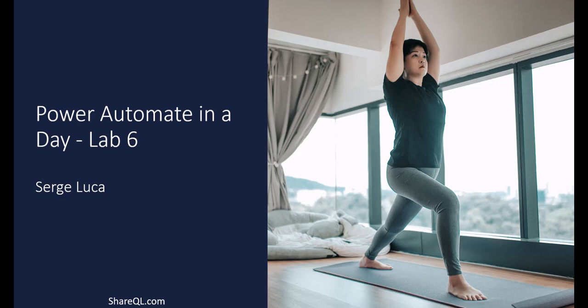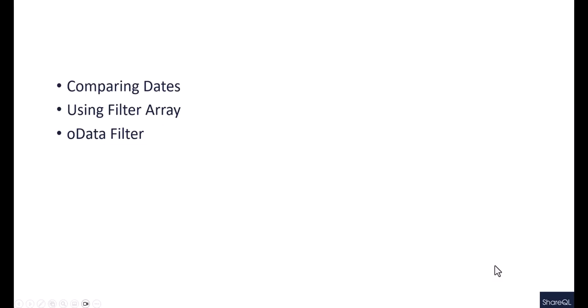Welcome to Power Automate in a Day, Lab 6. The goal of this exercise is to learn how to compare dates, how to use filter array, and how to filter data in the data source by specifying an OData filter. All of this can improve your flow performance. Let's go.